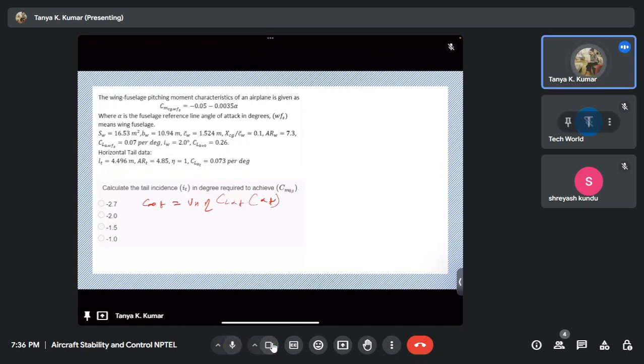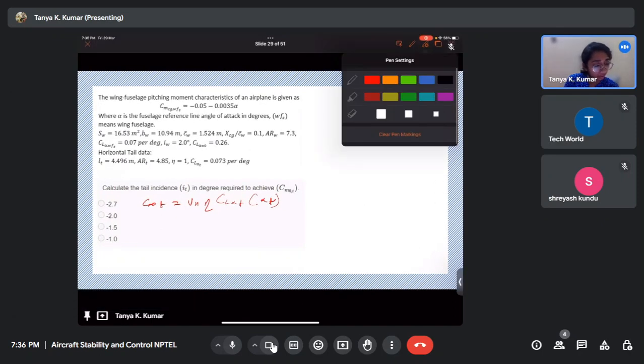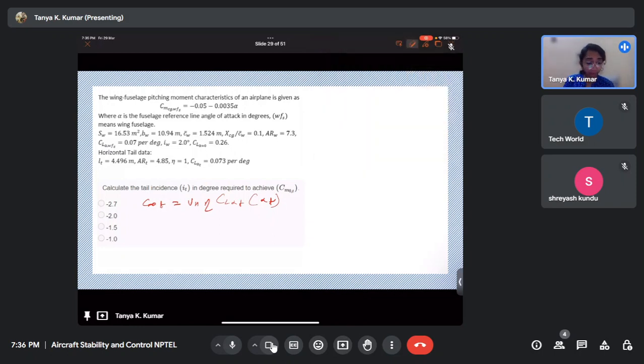Okay, so it's not the entire alpha tail. I think I made a mistake here. Let me just fix that. So it's the terms of alpha tail that do not depend on angle of attack of wing. Okay, so it's this, not the entire alpha tail.